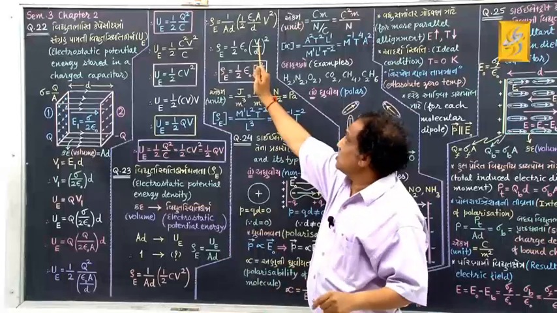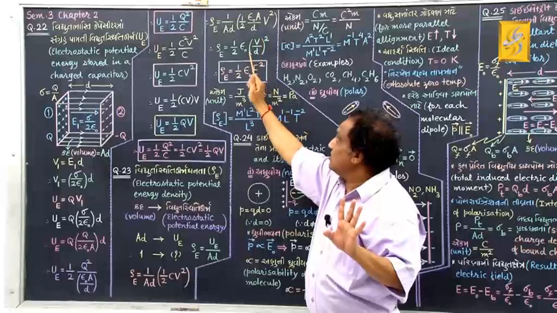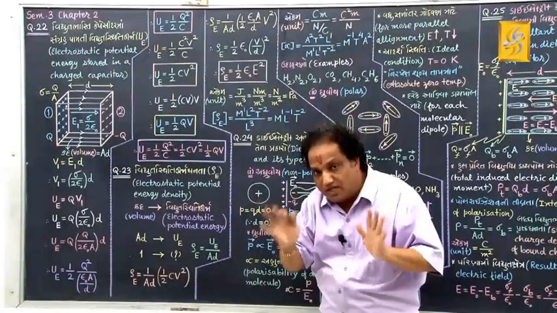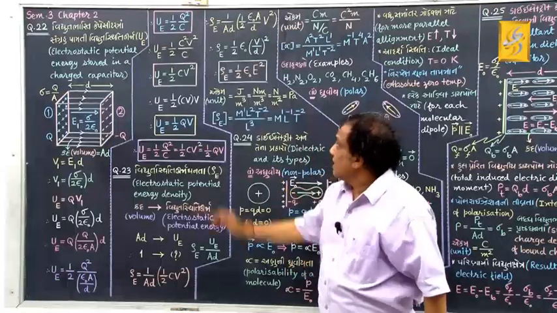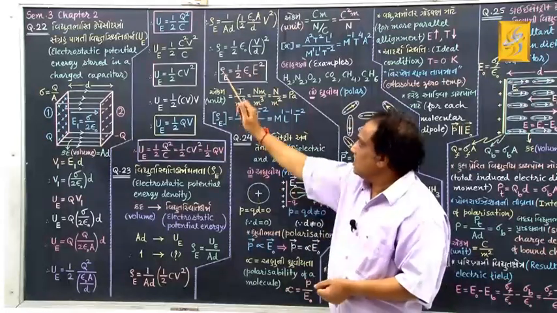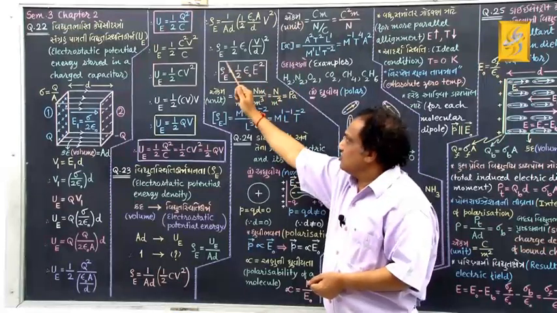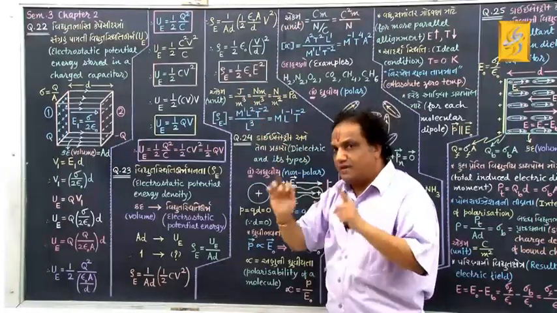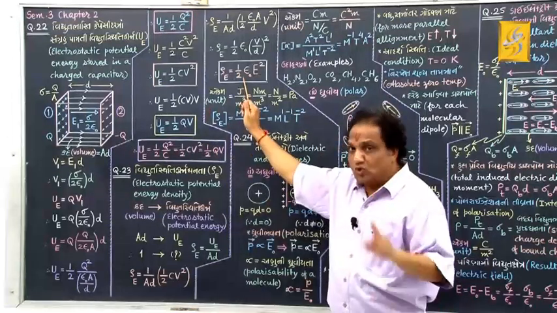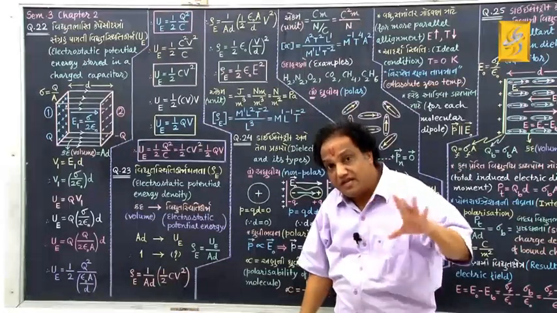Reverse it. In place of V upon D, I can write capital E. So this ratio gives me the magnitude of electric field existing in a region between the charged plates of a capacitor. Correct? Come on, it's a square, so E square. Got it? Rho E equals 1 by 2 epsilon 0 E square. This gives me the formula for electrostatic potential energy density. Okay? This formula is also true for any electric field existing in any region.